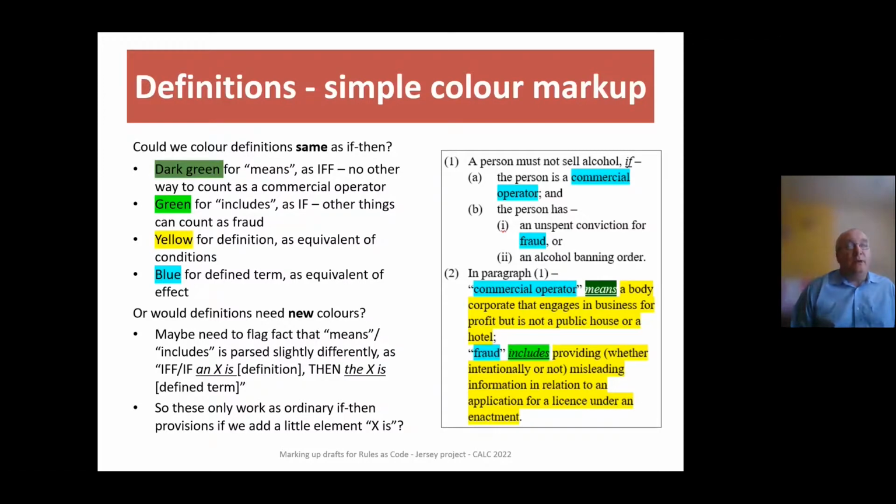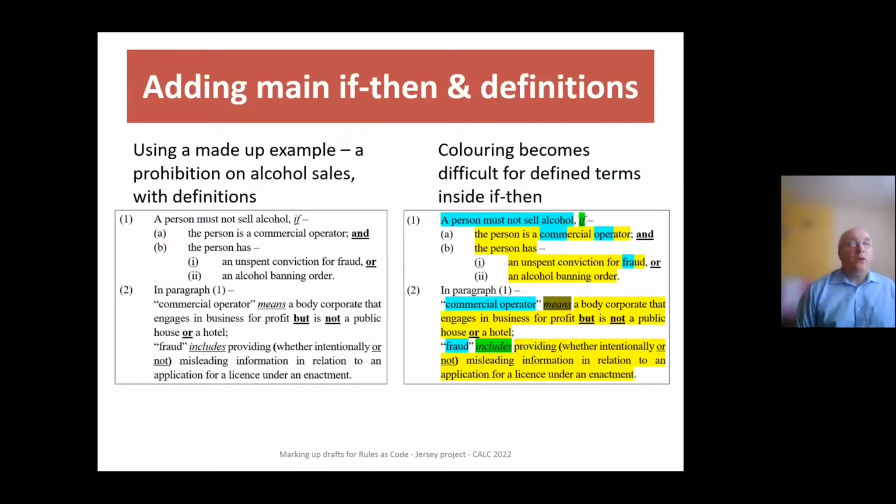So here we've got this example with selling alcohol, commercial operator, and also defining fraud, but the fraud is an includes definition, so it's the light green. This is not the only kind of fraud. The commercial operator is the dark green, because this is the only thing that counts as a commercial operator. So the trouble with colour is, as I say, it becomes difficult the more you are putting things together.